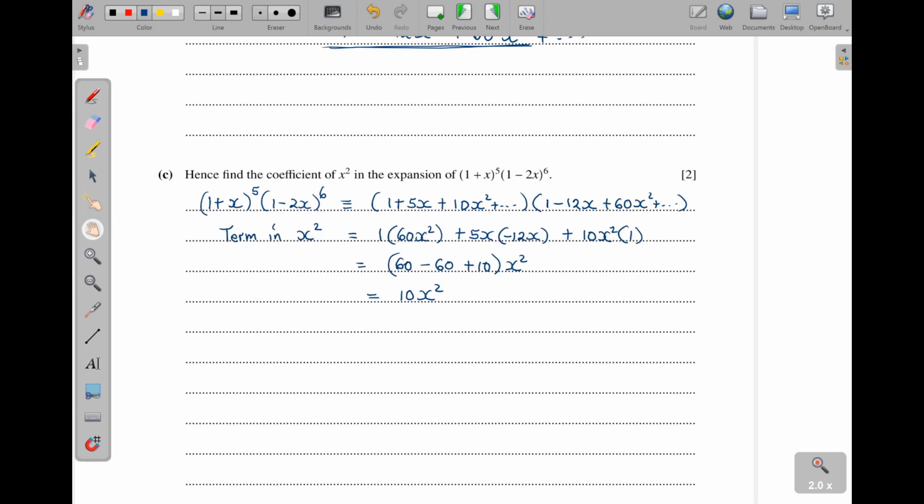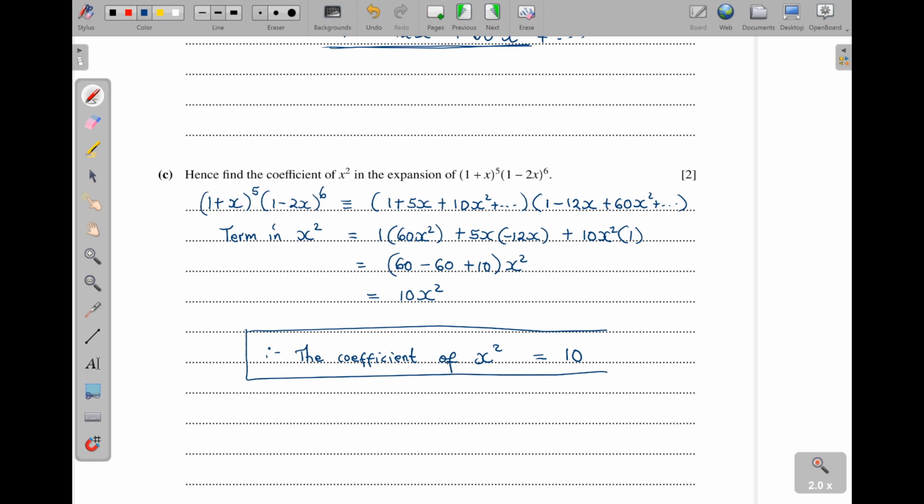And then we can now conclude, and we say therefore, the coefficient of x squared is going to be equal to 10. And that becomes our answer. Please don't write x squared is equal to 10. No, because many people, when they are concluding, just say x squared is equal to 10. It is the coefficient of x squared.